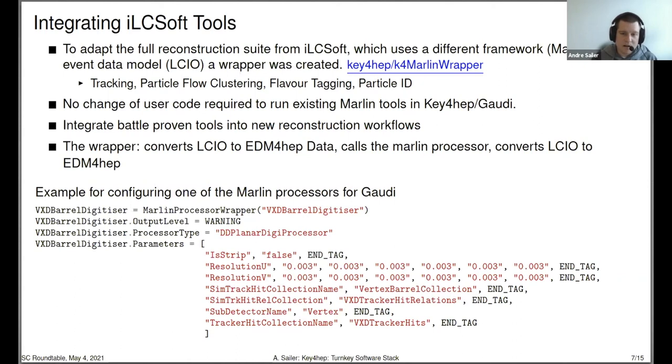So we wrote a wrapper around the Marlin processors that we now call the k4MarlinWrapper. And by using this wrapper, the user code or the code inside these Marlin processors does not have to change. You can directly call them from the Gaudi execution. And there's an example of how this configuration works. So you set up a Marlin processor, you give it some name, you define the type of processor you want to run from Marlin, and then you can configure an arbitrary number of parameters. And then this wrapper will convert EDM4hep to LCIO, which is then consumed by the Marlin processor, and then it converts LCIO to EDM4hep, and then it's seamlessly integrated with the rest of the tools in the Key4hep framework execution.